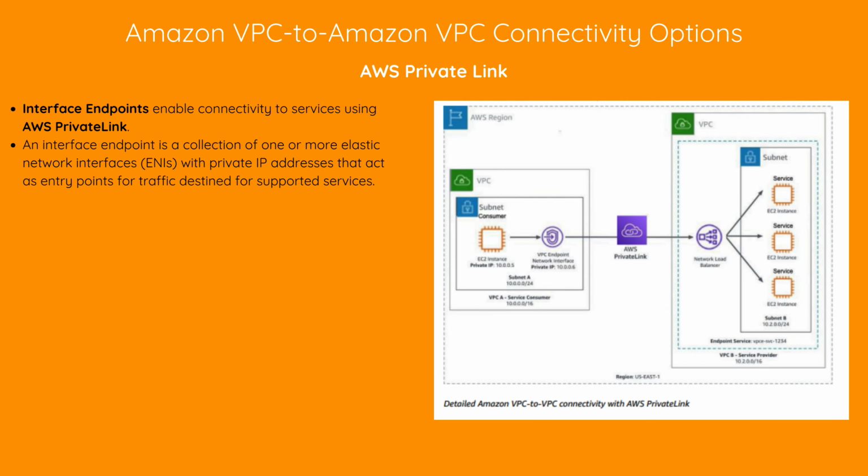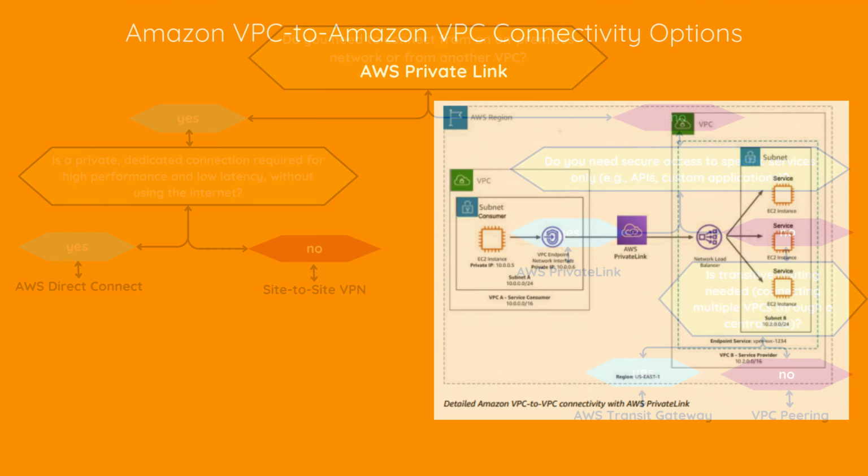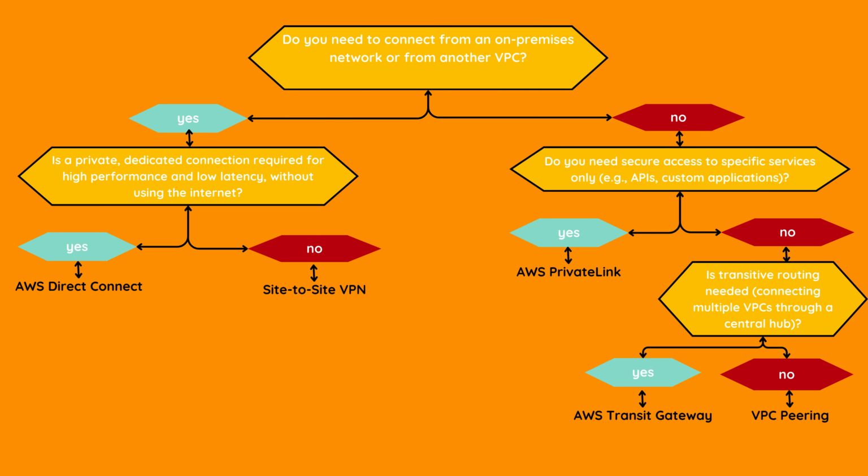On the other hand, interface endpoints enable connectivity to services using AWS PrivateLink. An interface endpoint is a collection of one or more elastic network interfaces, ENIs, with private IP addresses that act as entry points for traffic destined for supported services. Finally, I created this decision tree for myself to remember the options, so hope that helps you as well.